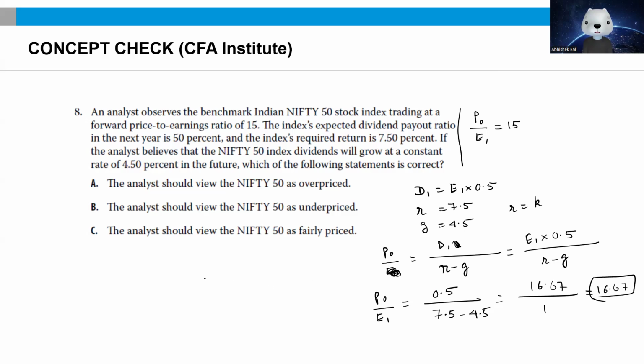So what this means is that for every rupee earned in Nifty, the Nifty should be fairly priced at 16.67. But instead, what we see is that for every rupee of earnings that Nifty is generating, it is priced at only 15. That means Nifty is selling cheap, Nifty is underpriced, and you should obviously buy this security.